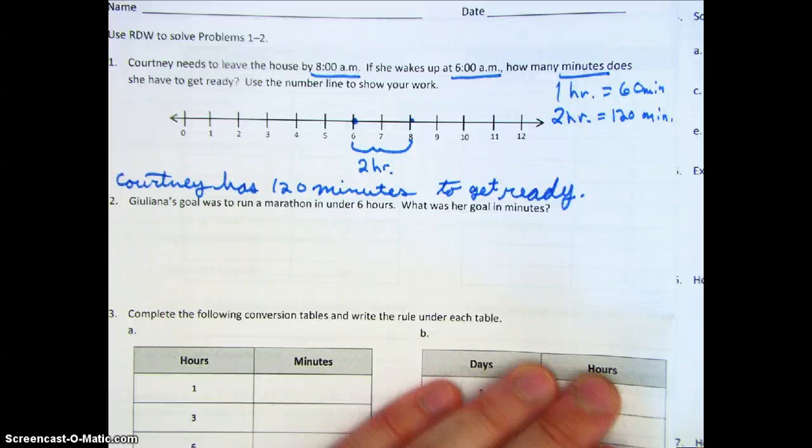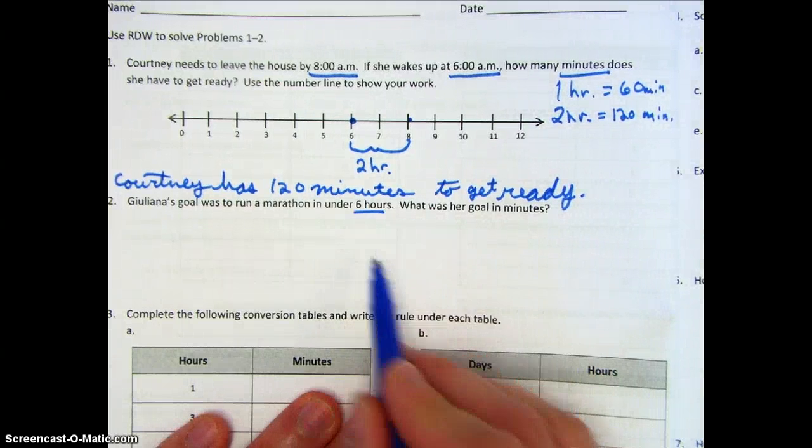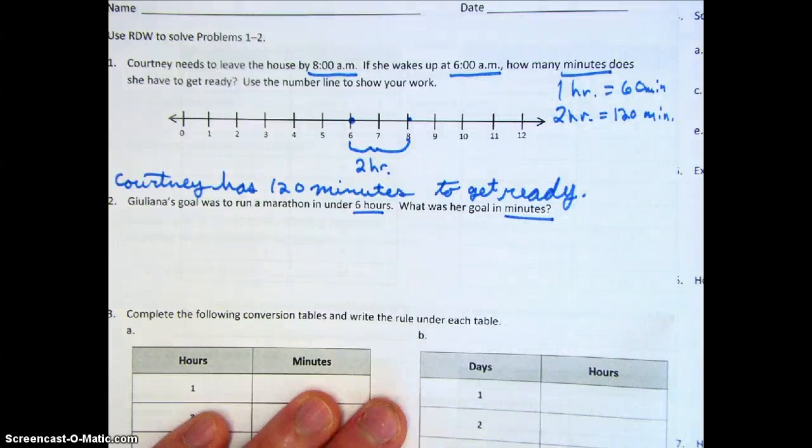And now, number 2, we have Juliana's goal was to run a marathon in under 6 hours. So what was her goal in minutes? Okay, so she wants to do it under 6 hours. Then we need to convert that into minutes.